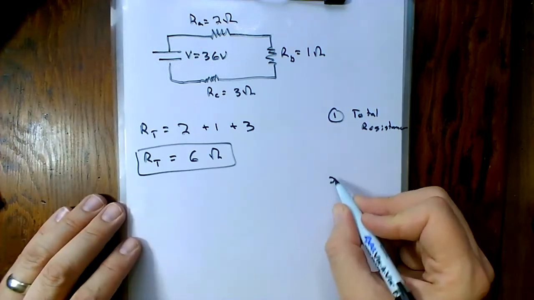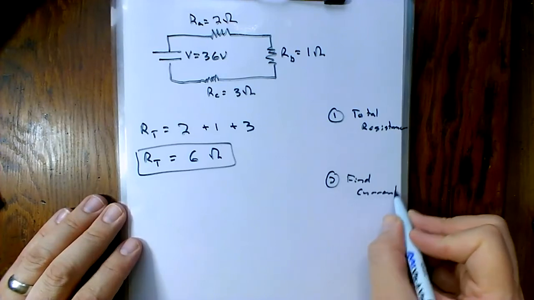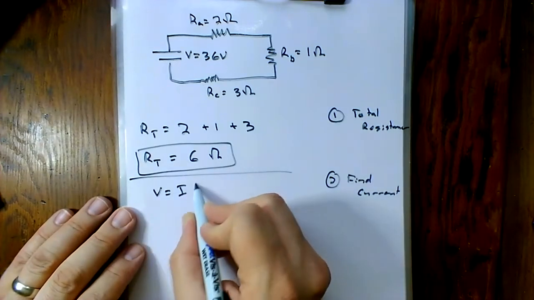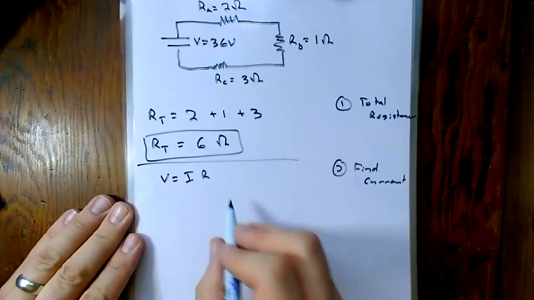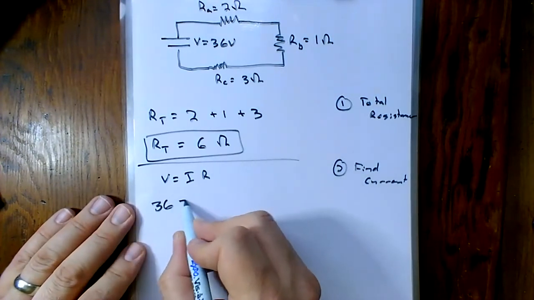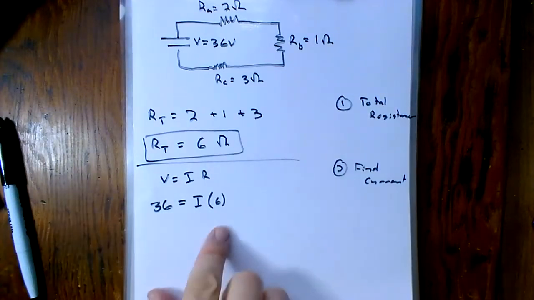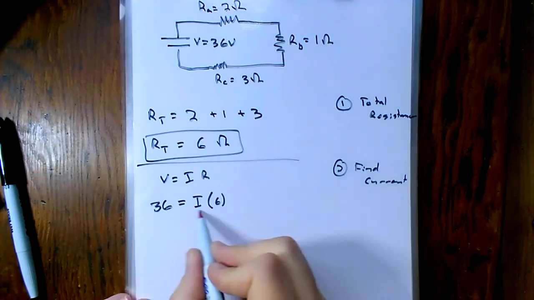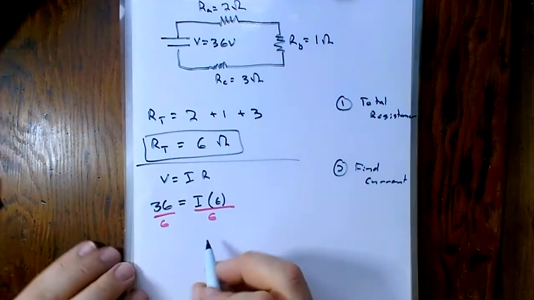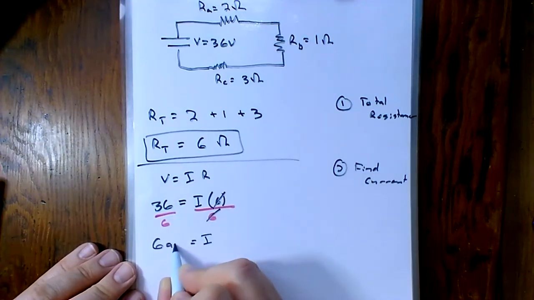Okay, step 2, let's find the current. With this, we know our voltage is equal to our current times our resistance, in this case the total resistance. So we're going to say 36 volts is equal to our current times our resistance of 6. And then from here, I can divide everything by 6. So it turns out that I will have a current of 6 amps.